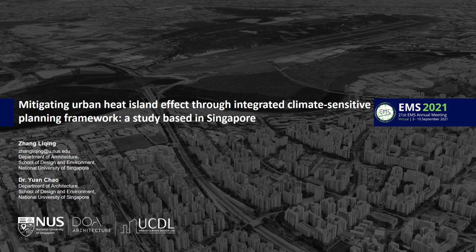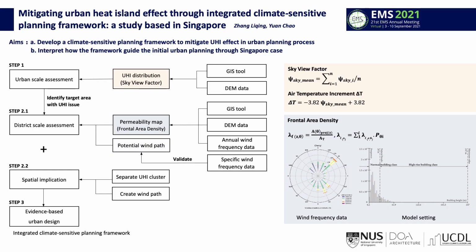Today I'm going to share mitigating urban heat island effect through integrated climate-sensitive planning framework, a study based in Singapore. Urban heat island is known as one of the severe environmental problems, especially in tropical regions like Singapore. This research aims to provide an integrated climate-sensitive planning framework to UHI mitigation by understanding urban morphology.